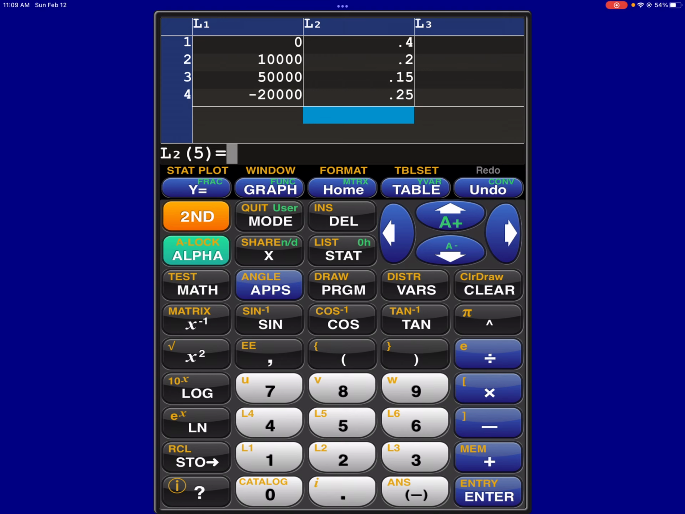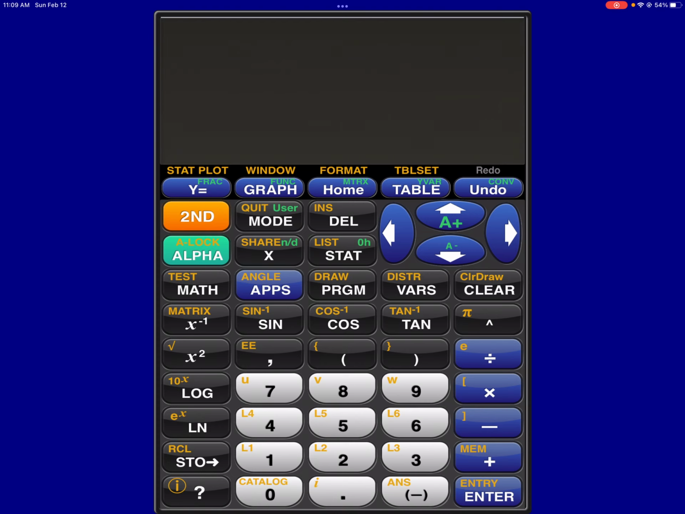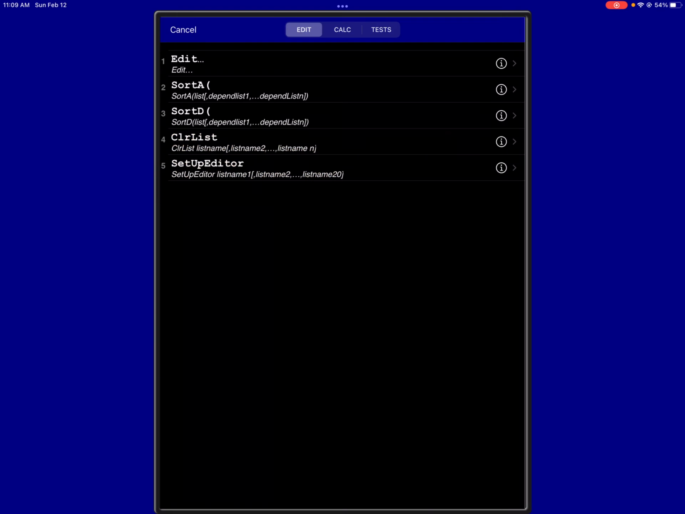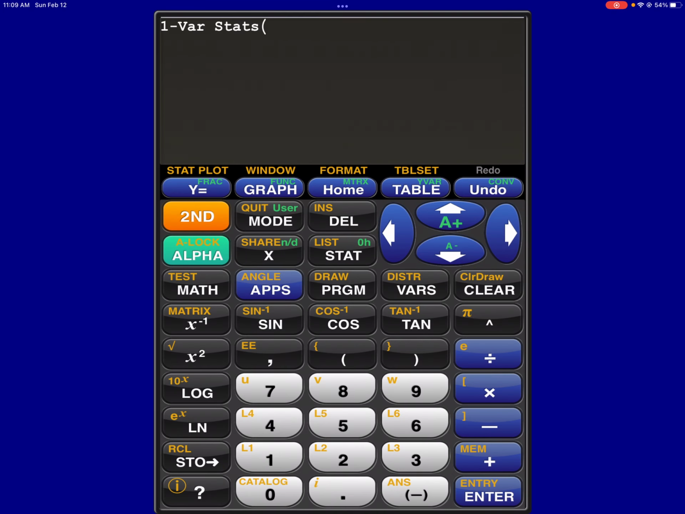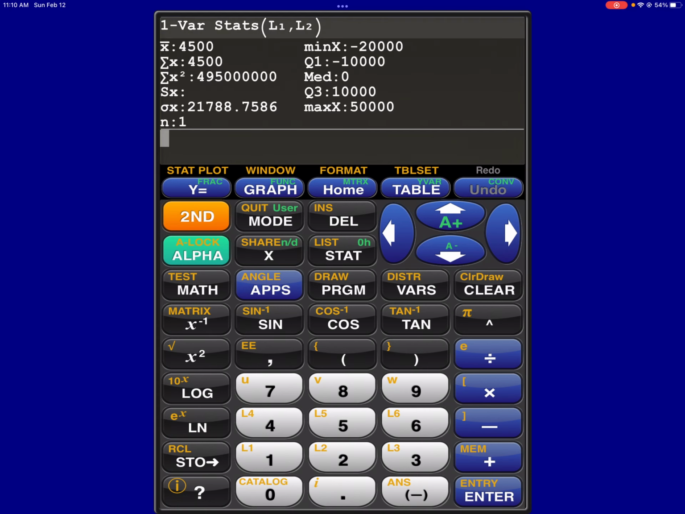And then once we've got them into our list, we're going to use our 1-var stats again to calculate our standard deviation. So if we go to stat, calc, 1-var stats, and in this case, since we've got data in 2 lists, we want to make sure we tell them both lists. So we want to do list 1, comma, list 2, and then enter. And so if you notice, this only gives us a population standard deviation, which is kind of what we would expect since that's what we're working with.